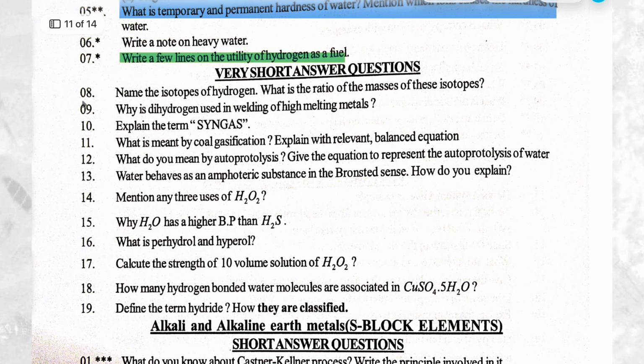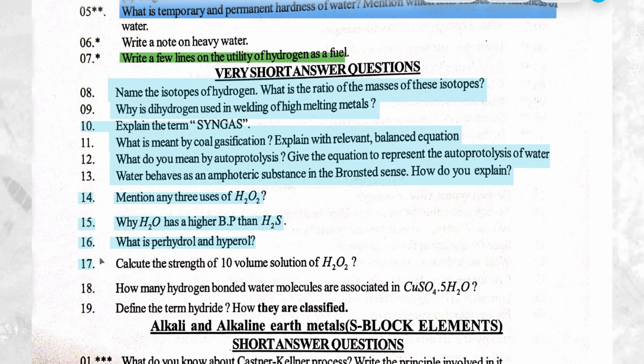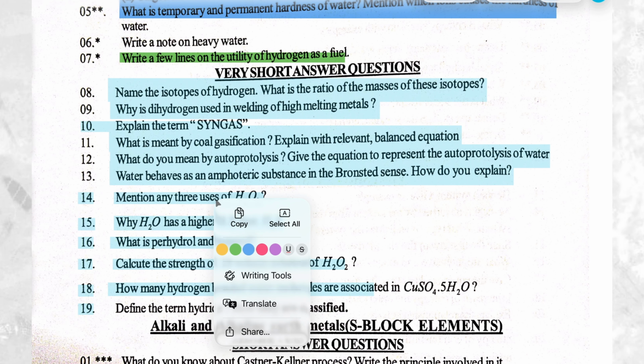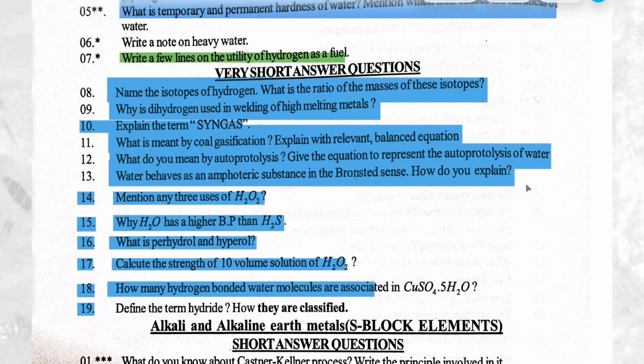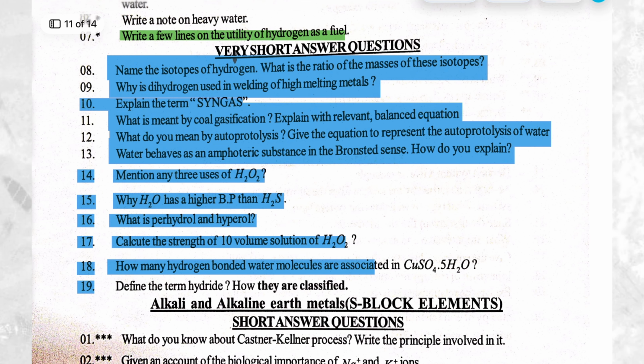Remaining, 8th onwards, 8th to 19, all are important. No exception here. All are most important VSQ. Take screenshot. Most important: syngas, coal gasification, autophotolysis, right? Mention 3 uses of hydrogen peroxide. Okay, for hydrates, right? Strength of hydrogen peroxide and how many hydrogen bonds are present in copper sulfate pentahydrate. Okay, this is very important. Don't forget, take a screenshot.